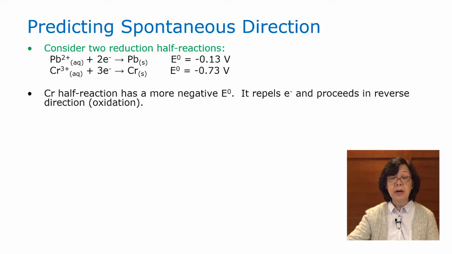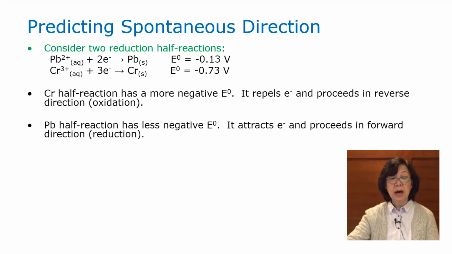Because the chromium half reaction has a more negative cell potential, it repels electrons, and it will go in the reverse direction, which we then flip the equation over to become oxidation. Now the lead half cell has less negative cell potential. It will attract the electrons and go in the forward direction, what we call the reduction.